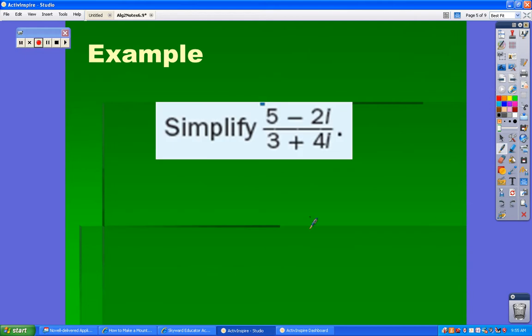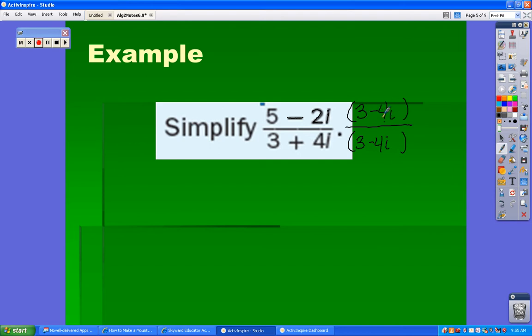So let's simplify this one. 5 minus 2i, I don't know if you can read that very well, over 3 plus 4i. Again, you can't have an imaginary in the denominator. It's okay in the numerator, not okay in the downstairs, the denominator. So we need to figure out what can I multiply by that will get rid of that. And we're going to go with a complex conjugate, which will be 3 minus 4i.